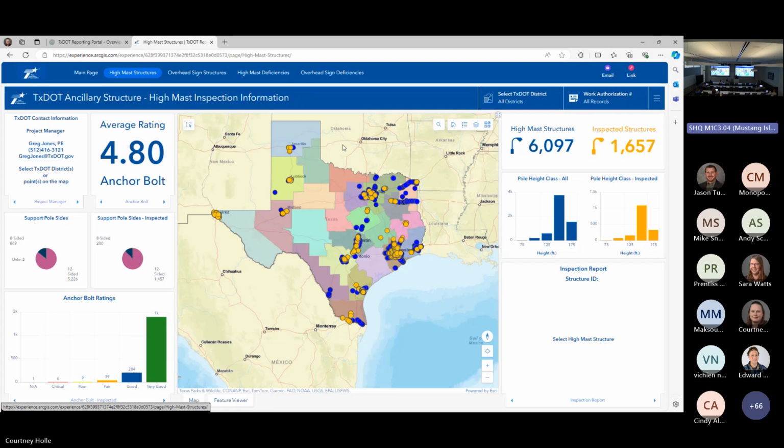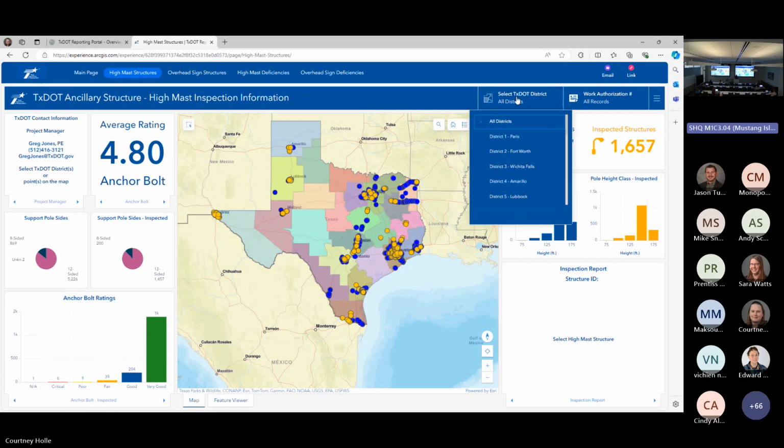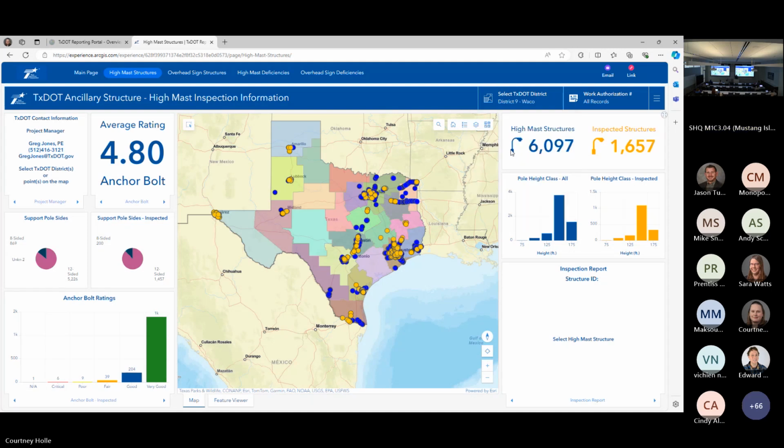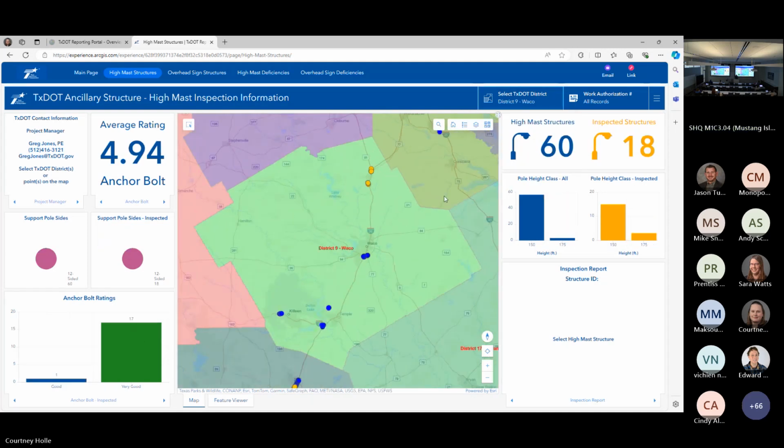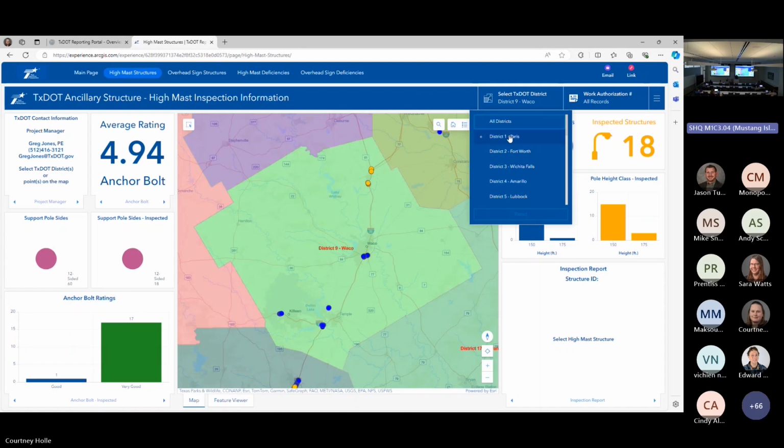We can zoom into a district. So let's say Waco. In Waco, we have 60 high mast structures, and we can look at 150-foot poles right there, or there's just a few 175-foot poles up here by the split. Let's try a different district. Let's try Fort Worth.